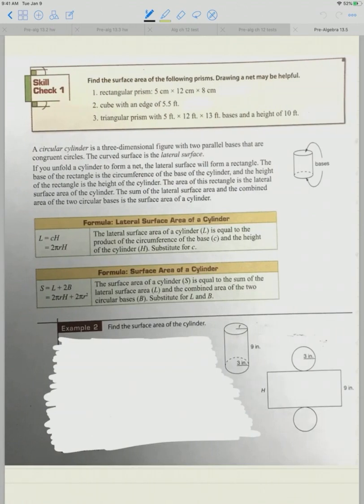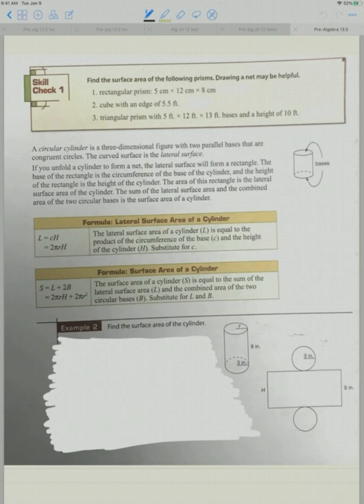All right. Skill check number 1, find the surface area of the following prisms. Drawing a net may be helpful. Here is my caveat. If drawing 3D figures, drawing out these nets, seems really stressful to you, don't do it, okay? Don't draw the nets. If you think it would help you, go for it, okay? Absolutely go for it. But if you think it's going to stress you out, don't do it, okay?